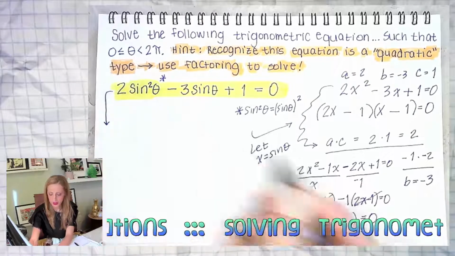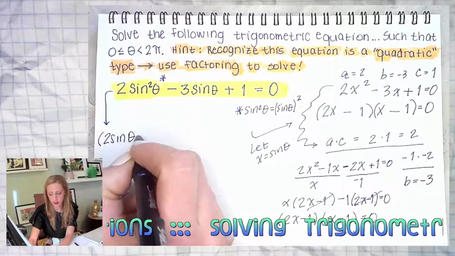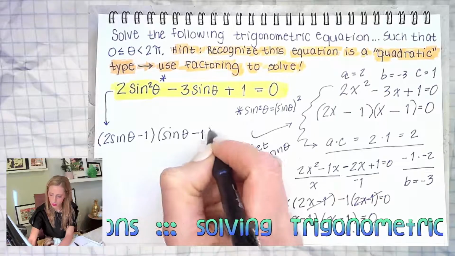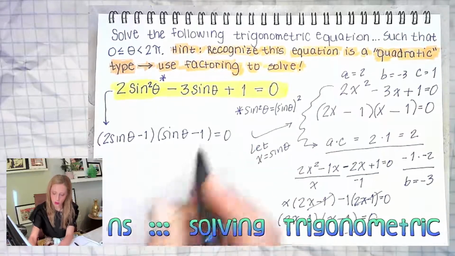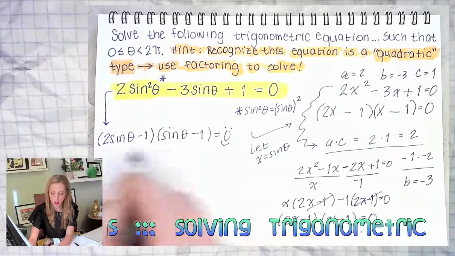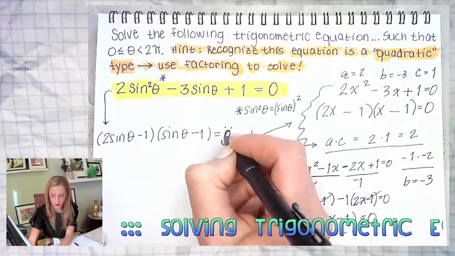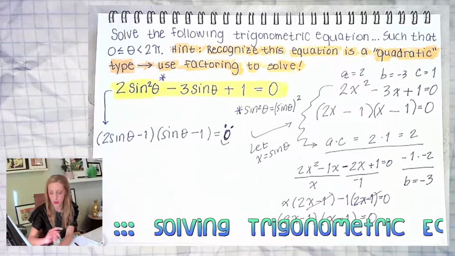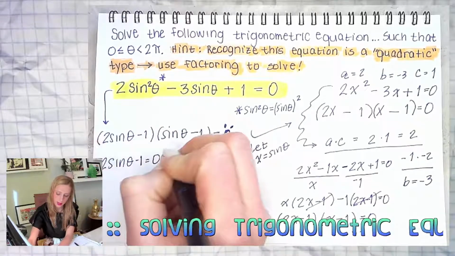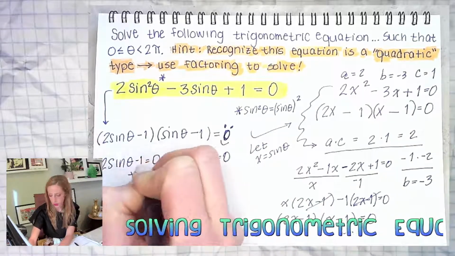So if I carry on from there, my factored form looks like this. 2 sine theta minus 1 and sine theta minus 1 equals 0. Now, what we use next is the zero product property. You're only allowed to use that when you have a factored equation set equal to 0, hence the name zero product property. Each piece of the product can or will equal 0, so carry on from there. 2 sine theta minus 1 is 0, and sine theta minus 1 equals 0. I'm just showing all the work for this.